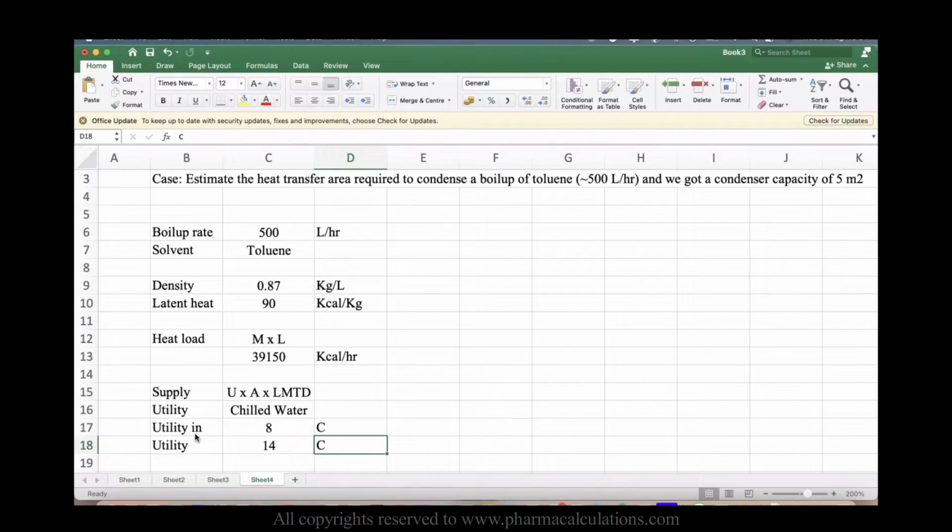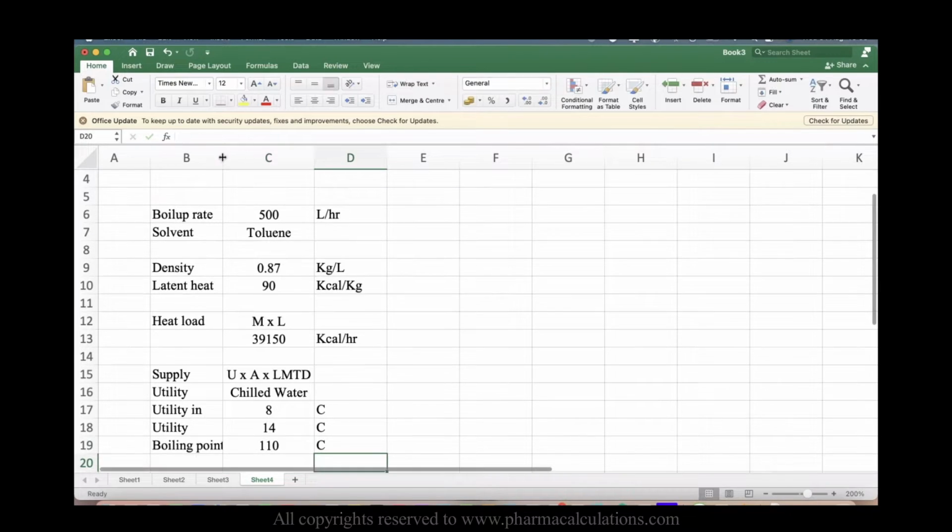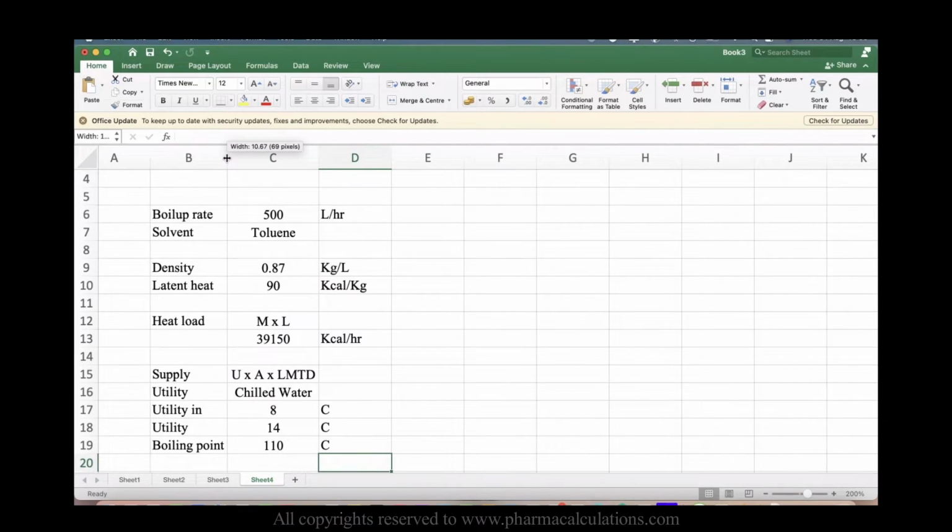Here in this case we have toluene as the solvent. First of all I'll try to understand the case as a normal distillation. At normal conditions the solvent will boil at 1 atmosphere pressure, and the boiling point of toluene is 110 degrees centigrade. There will be two types of distillations: one is vacuum and the second one is normal distillation. Here we are going to discuss the scenario of a normal distillation. So the boiling point is 110 degrees, and now we have to estimate the LMTD.